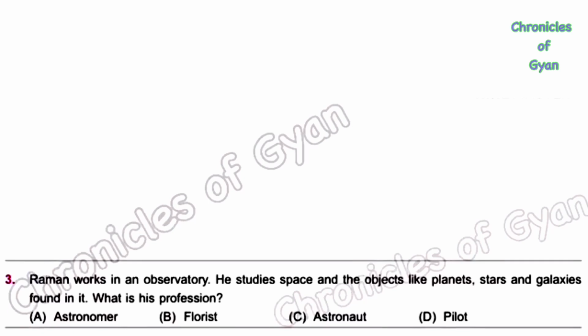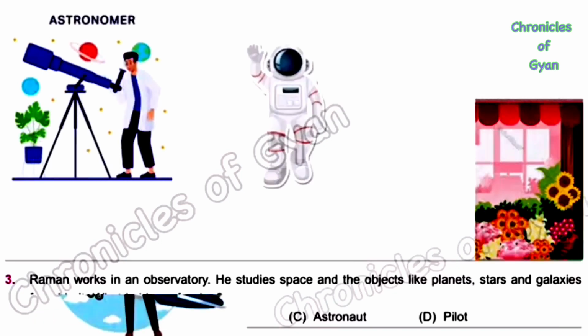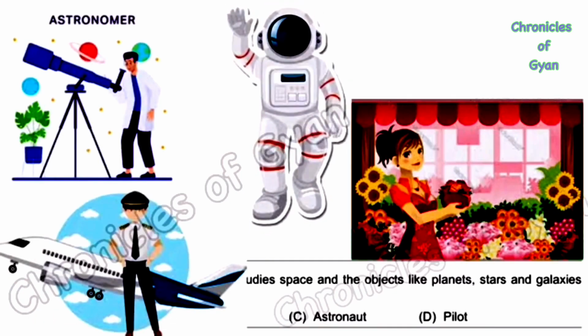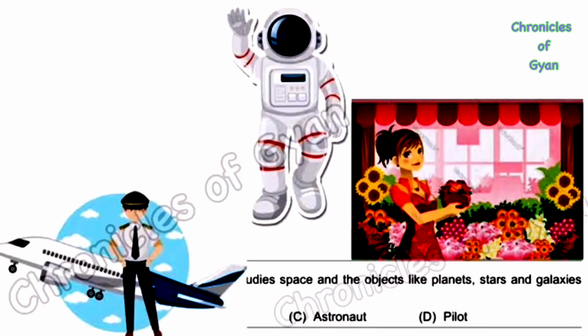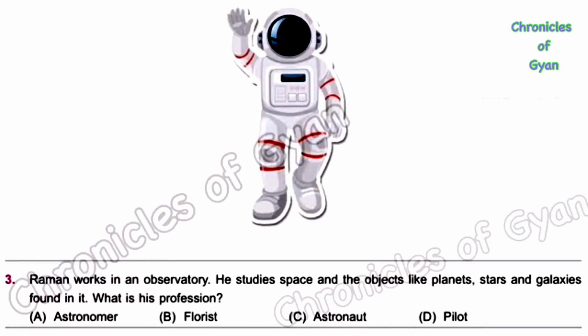Question 3. Raman works in an observatory. He studies space and the objects like planets, stars and galaxies found in it. What is his profession? Correct answer is option A, astronomer.